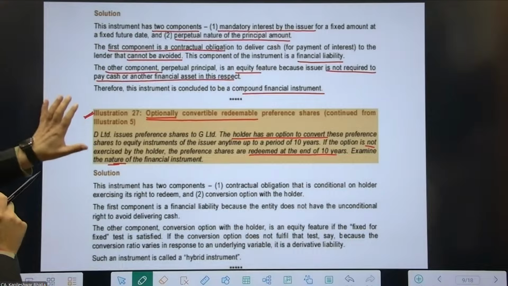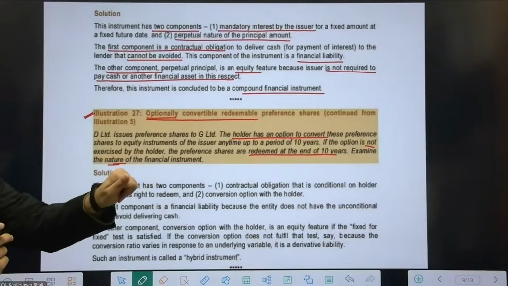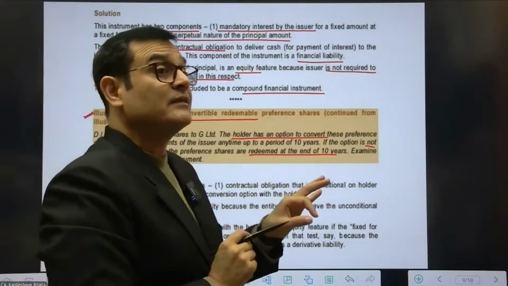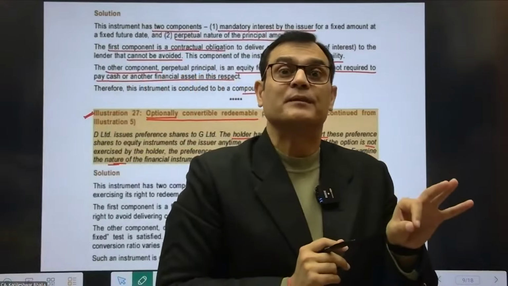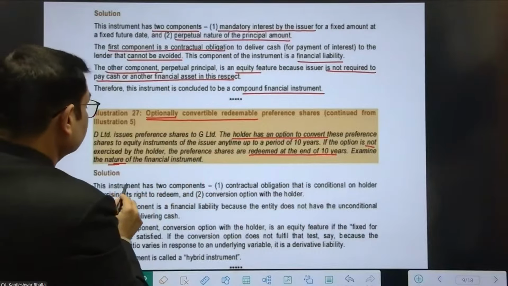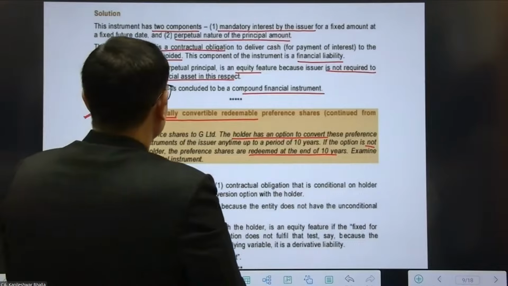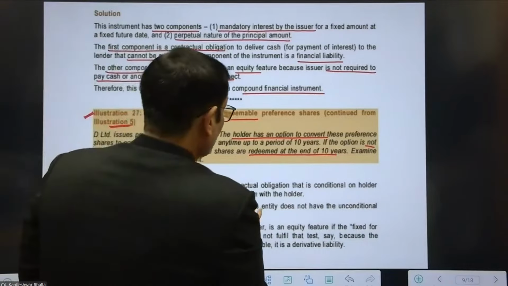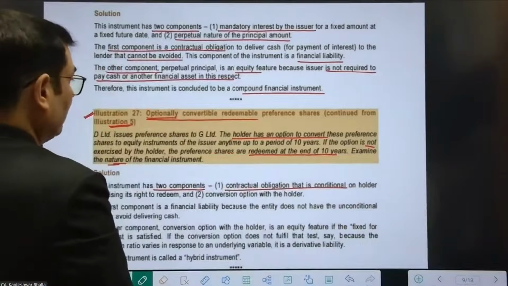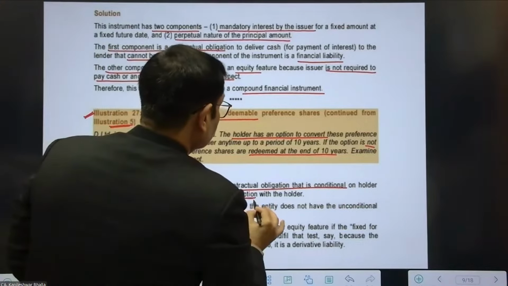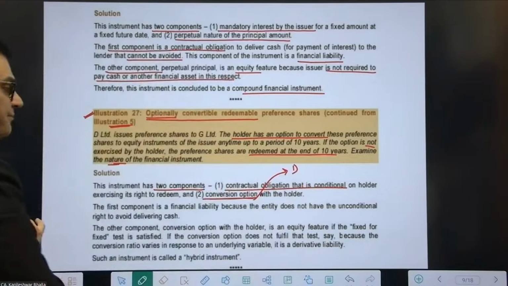Now let's go with the input, what is written in the answer. It says optionally, we need to check the fixed for fixed test, yes, for the derivative element. So let's read the second part first of all, or let's read it together. The instrument has two components. This was the same as illustration number 5 of unit number 1. The contractual obligation is conditional on the holder exercising the right to redeem and the conversion option. The conversion option is the derivative.